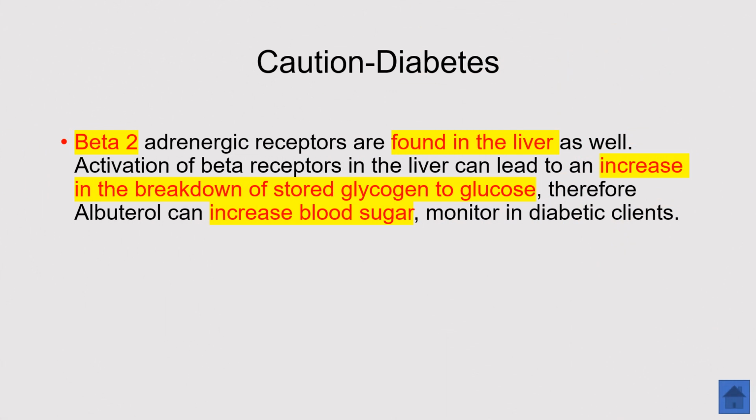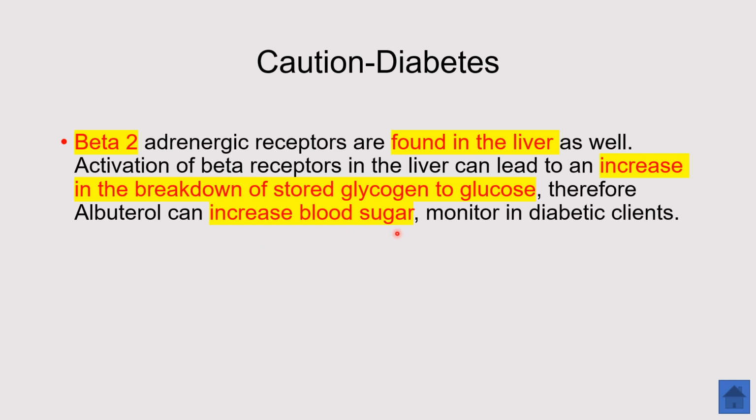Okay, beta-2 receptors are not only present in the lungs, they are also present in the liver. So because they are present in the liver, we need to know what happens when they get stimulated in the liver. Remember, beta-2 receptors in the lungs produce bronchodilation. In the liver, they break down the glycogen, which is the storage of glucose, to glucose. So that means it increases the blood sugar level.